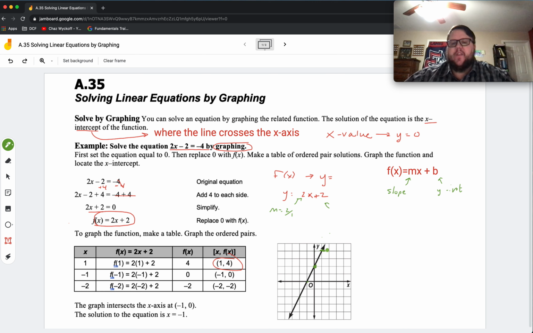So we've graphed this, and now the goal is to find out where it crosses the x-axis. So where does it cross the x-axis? Well, it crosses the x-axis right here. So that is x equals negative 1.